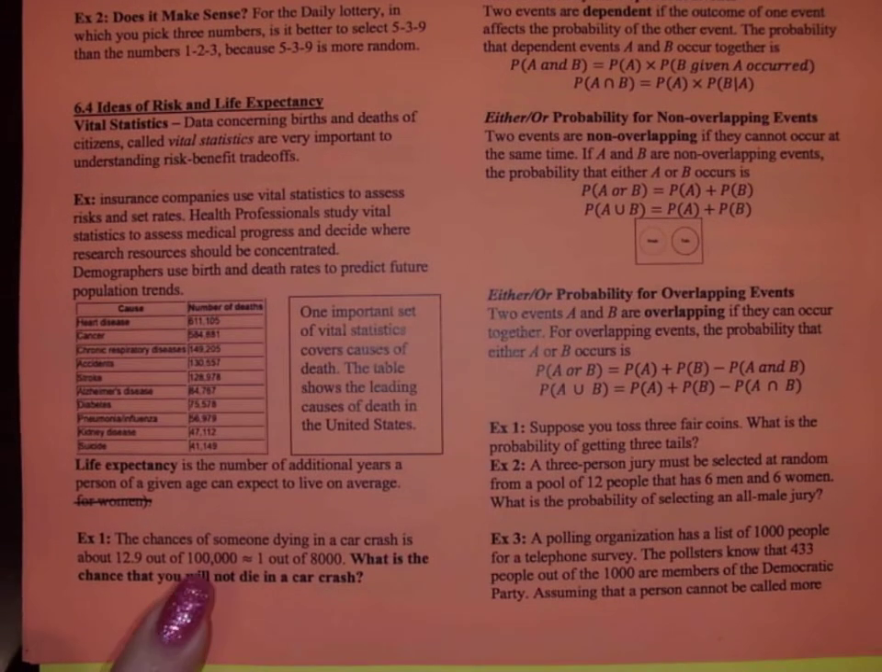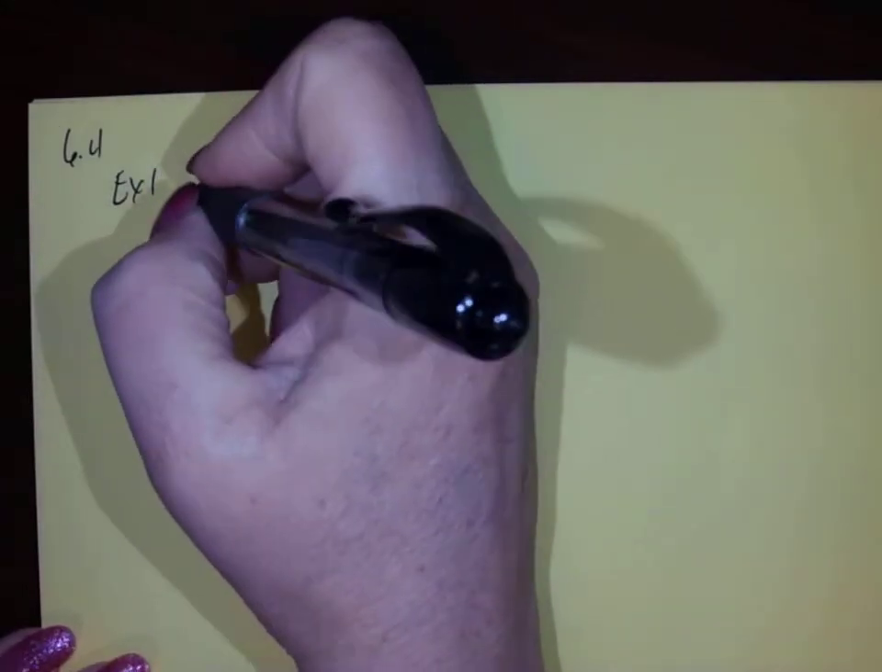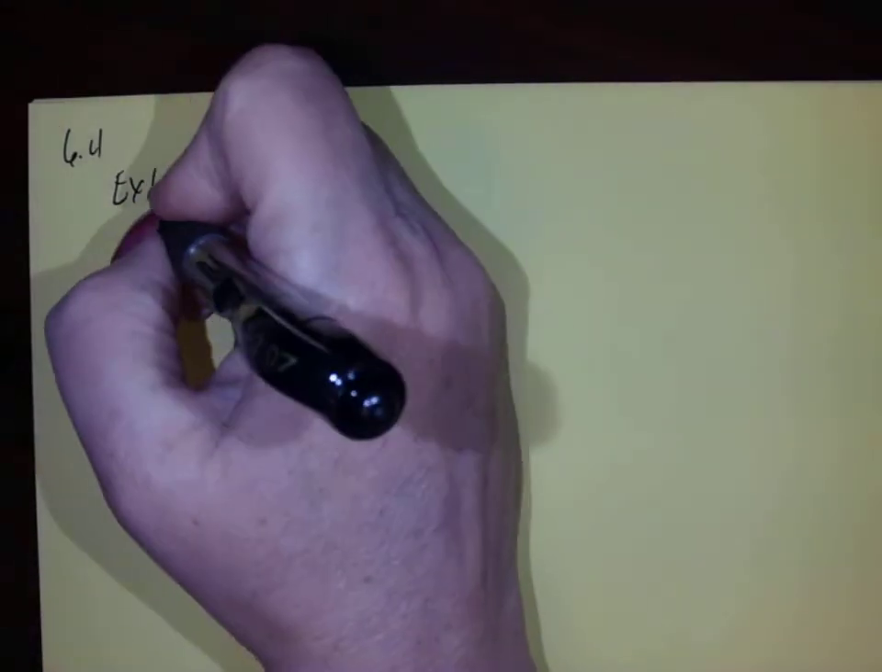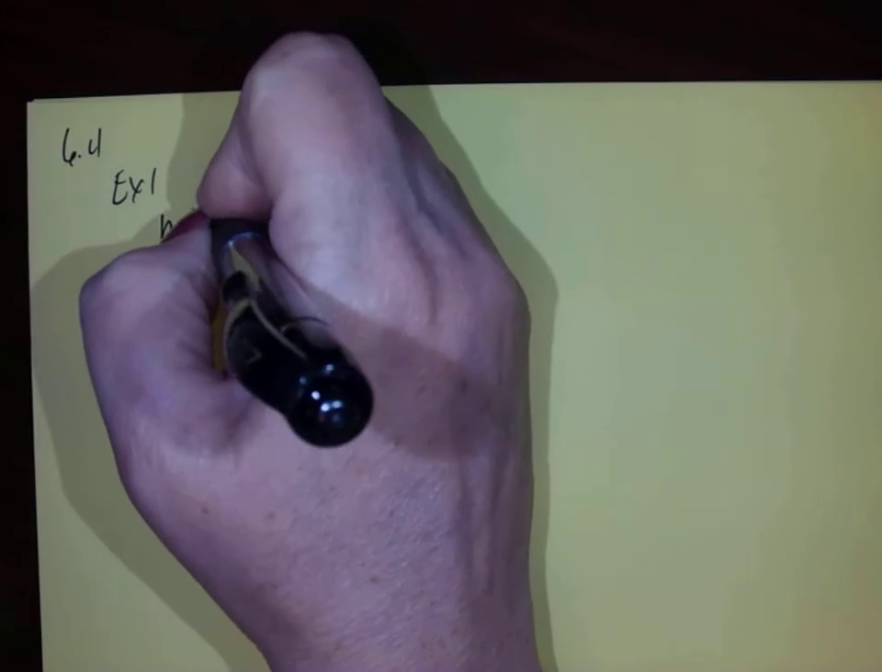All right, the chances of someone dying in a car crash is about, in this example, 12.9 out of 100,000, which approximates to be about 1 out of 8,000. So what's the chance that you will die or not die in a car crash? This is 6.4, example 1. And we're looking at the probability of not dying in a car crash, right? So not dying. And that's the chance or the probability. It's the same kind of thing that's happening.